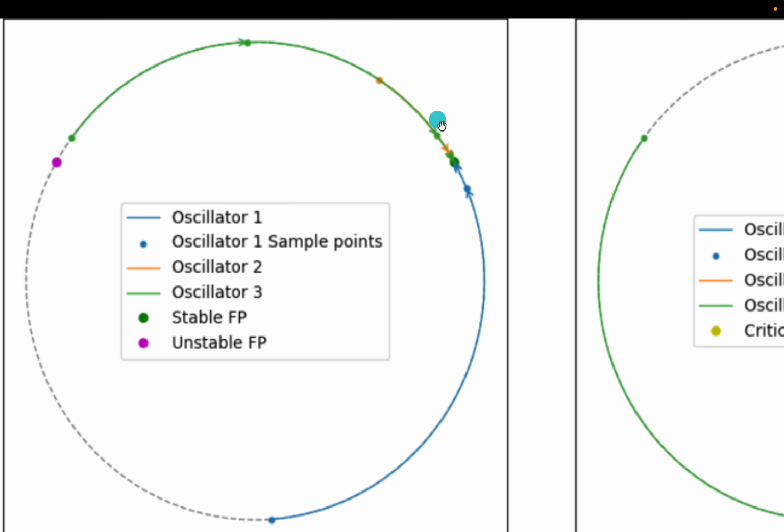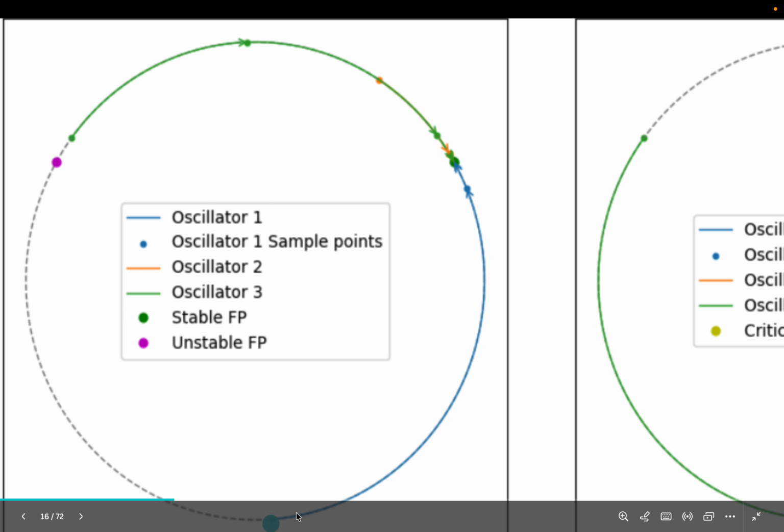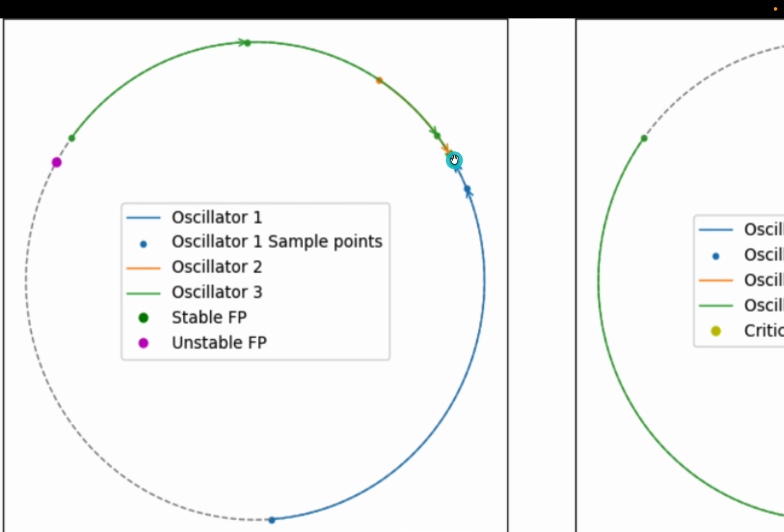So you see, there is the yellow point, this yellow arrow, which you may not be able to see with your eyes, and this is the blue oscillator. And this point right over here, the big green point, is the stable fixed point, and this is the unstable fixed point.